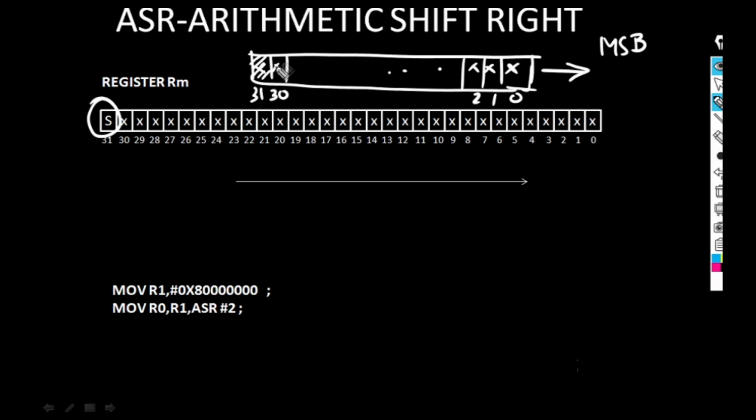If the original data had MSB bit as 0, then all vacant spots created every time an arithmetic shift right is carried out will be filled with zeros. But if the original MSB bit was 1, in that case every time a vacant spot is created, it is filled with a value 1. Let's understand this better using this particular example.